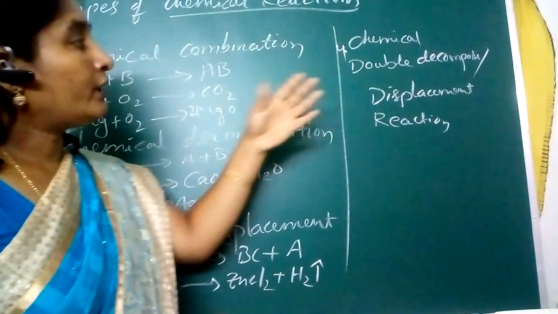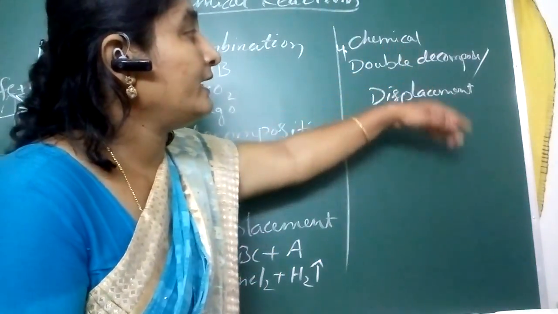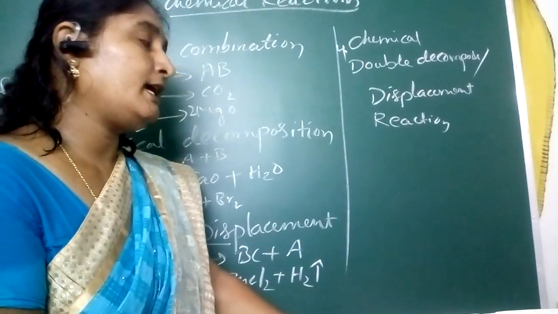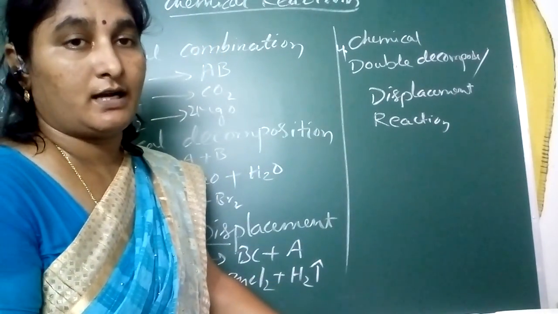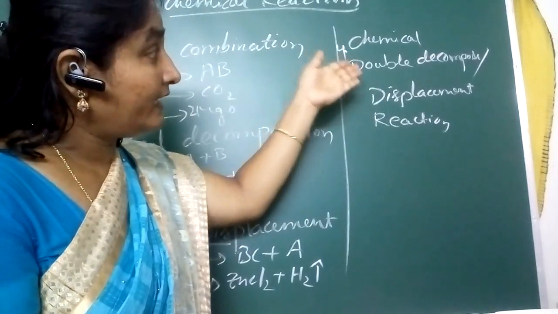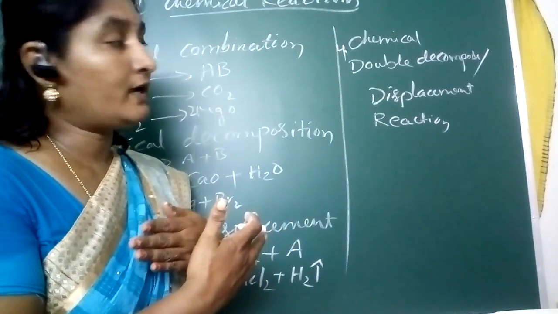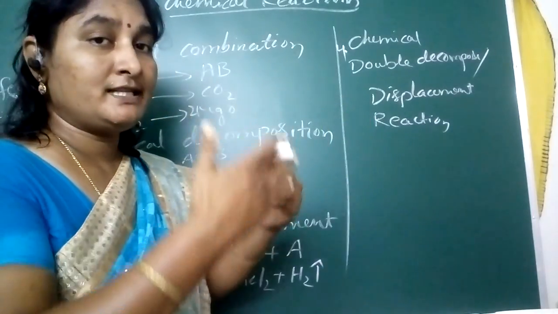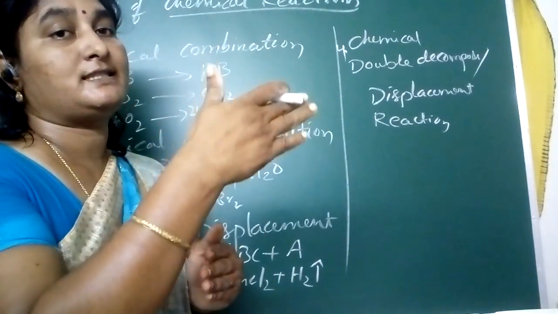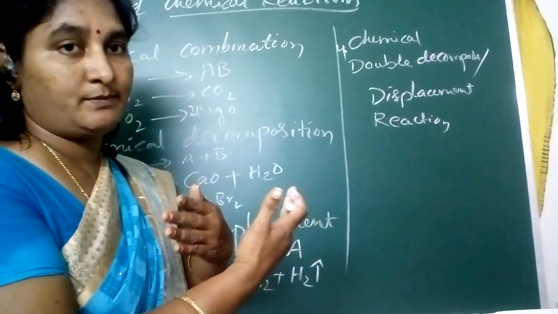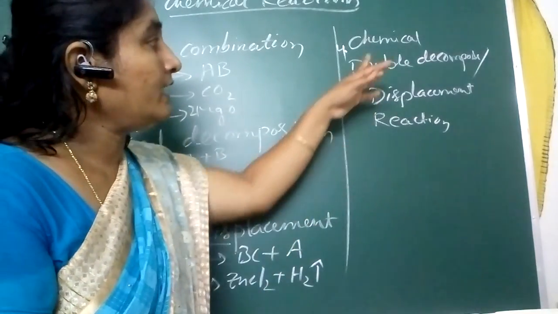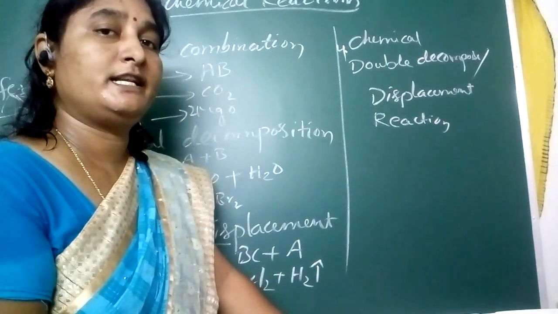Now you come to another one. Chemical double decomposition reaction, which we also call a double displacement reaction. In the name itself, it says the substances decompose 2 times, and displacement means 2 substances will be displaced. That means mutual exchange between the 2 substances is called chemical double decomposition or displacement.